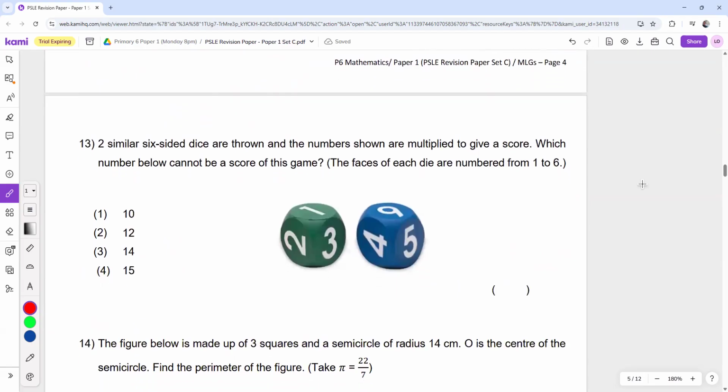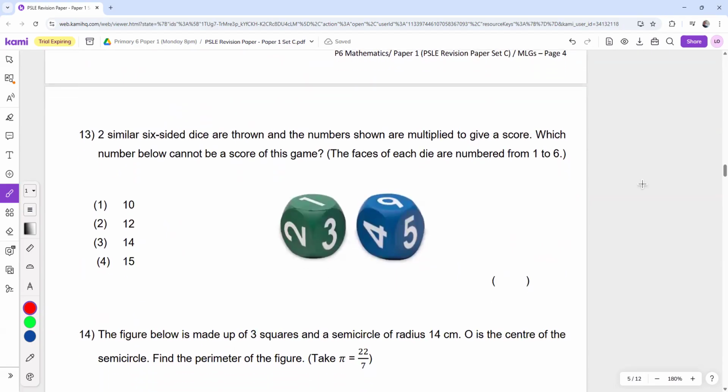Okay, next one, question 13. Now, question 13, something that looks very unfamiliar. Is it really math? It is also math. So in your PSLE problem questions, you may have something like this. It doesn't look like math, but it's actually math. So what's the answer for this? Now the answer is number 3.